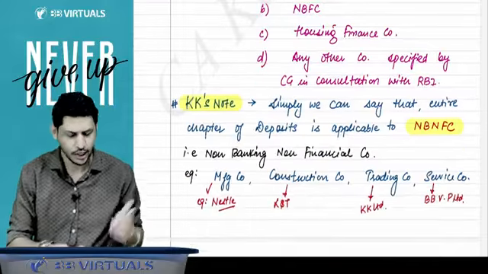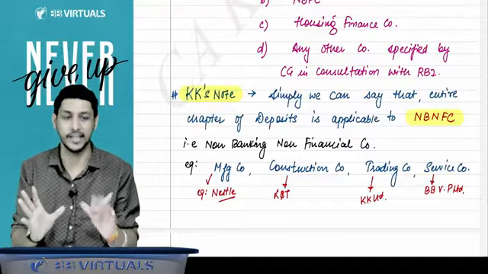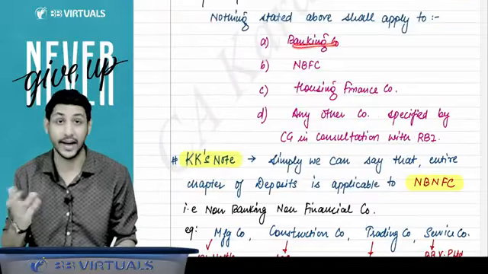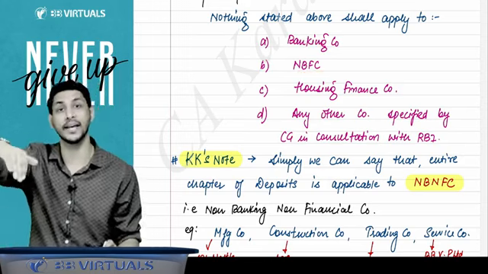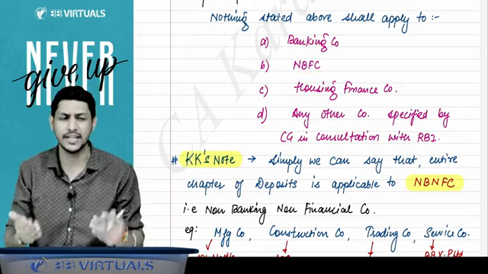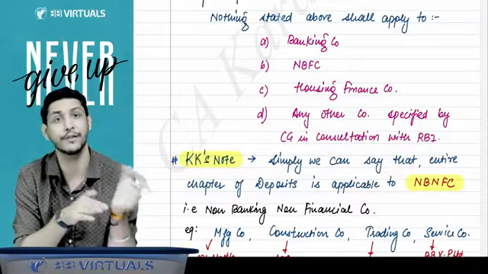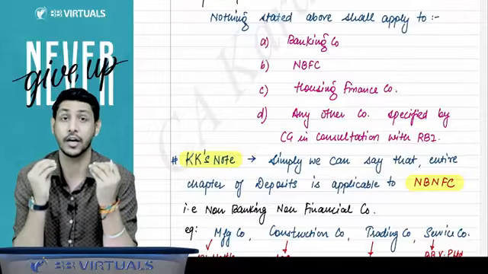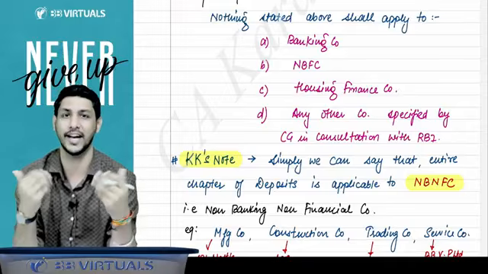Got it? Got it, sir. So in my words, I say that this is the KK's note, that simply we can say this chapter is not applicable to banking company. This chapter is not applicable to NBFC. NBFC means non-banking but financial company. So I'll say that entire chapter will be applicable on what kind of companies? NBNFC. Like kind of companies which are non-banking, non-financial company. They should not be involved in that financial business.